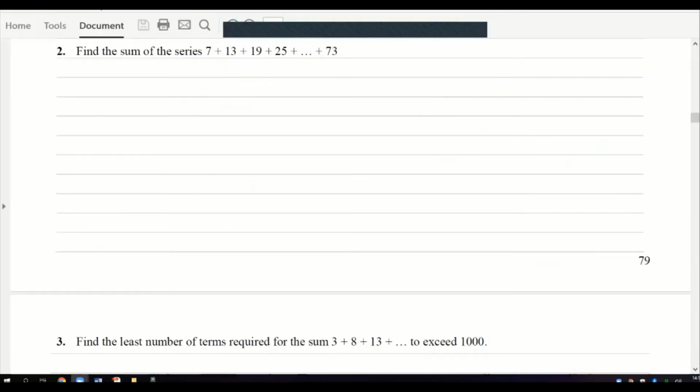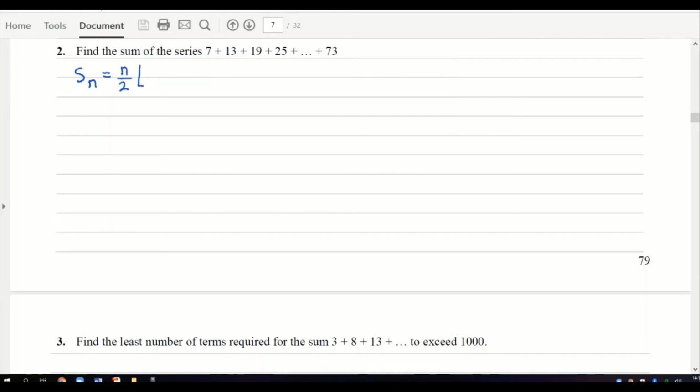Now, for example number 2, we're going to have to find the sum of a series. This is where we get into slightly more problem-solving territory. You'll see in a minute, we can't just sub directly into the formula. Let me write out the formula so you're familiar with it. The sum of n terms is n over 2 multiplied by 2a added to n subtract 1 multiplied by the common difference d.